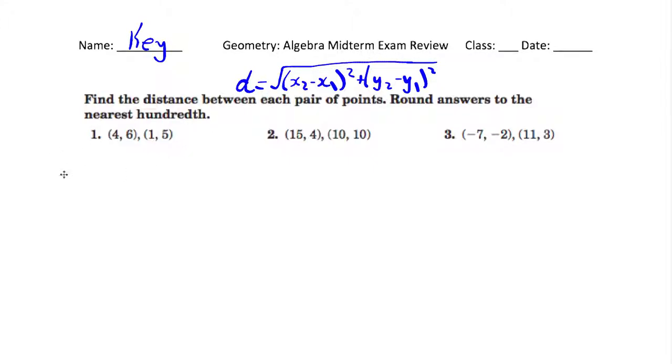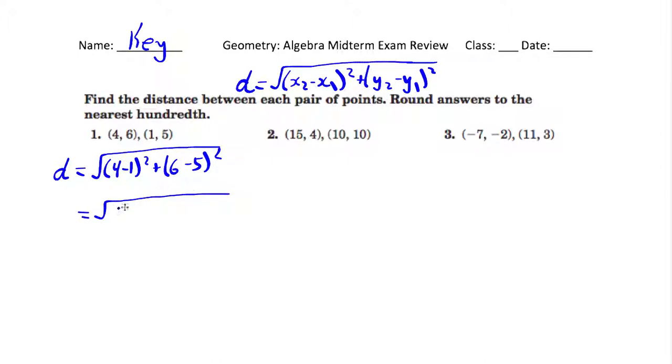So for this first one here, we have the distance of the square root of the difference of the x's. So that's 4 minus 1 squared plus 6 minus 5 squared. So this is 3 squared plus 1 squared, which is equal to the square root of 10. So I can't reduce that, so I leave it as just that, the square root of 10.